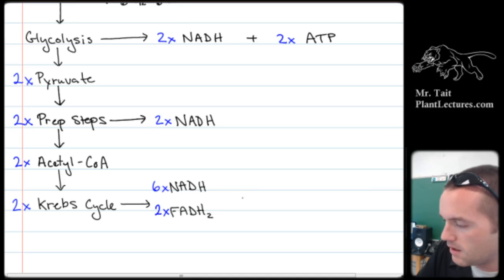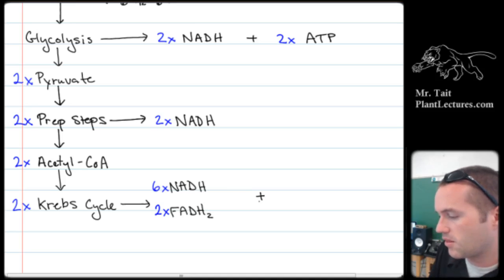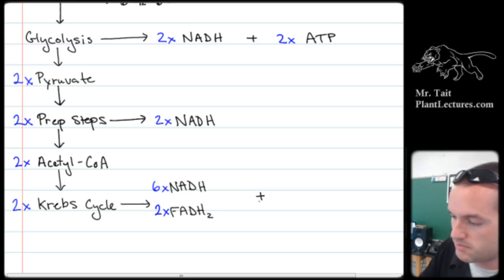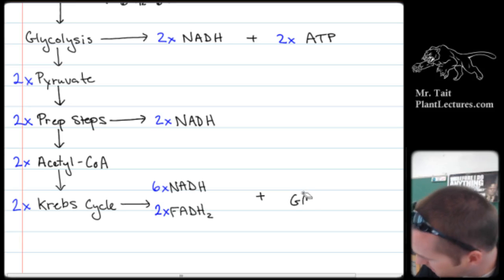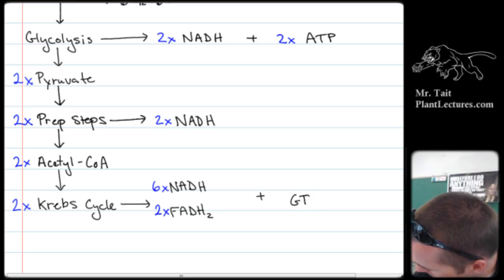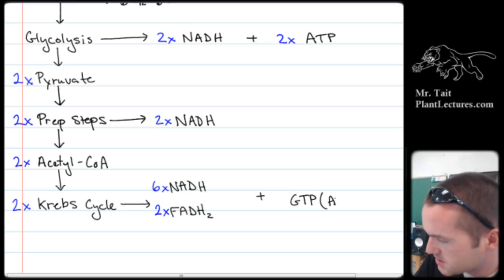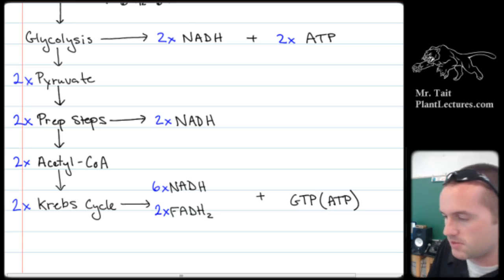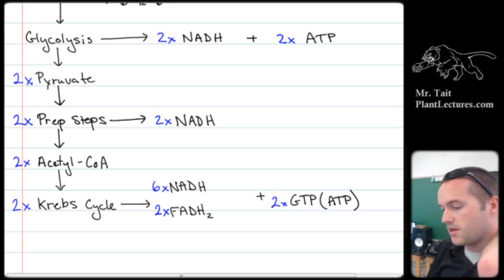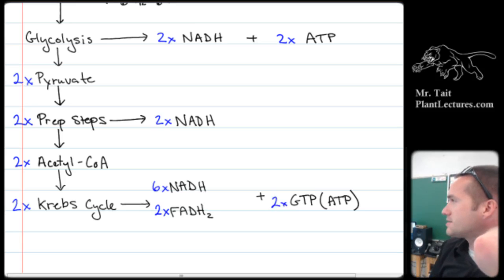4 C. Yep, that's a waste, so we're not going to include it, but what else? One other good thing. Yeah, GTP. I heard somebody say it. And we can just think of this GTP as the same as ATP. Okay, how many of that do we make? 2 of them.